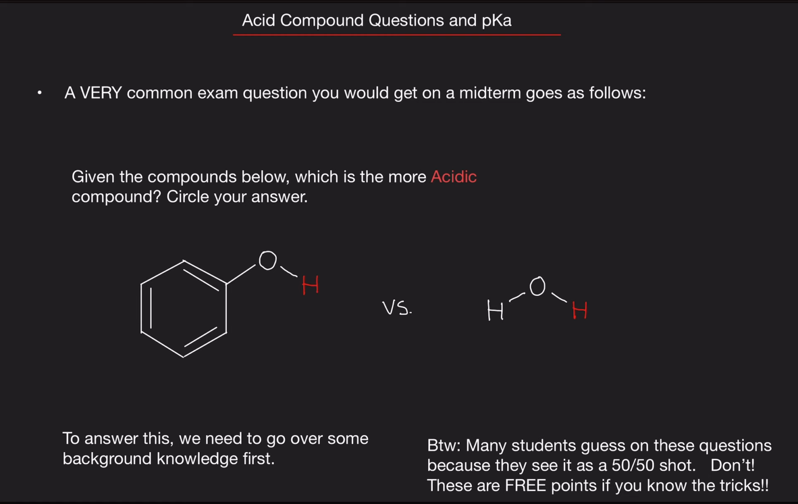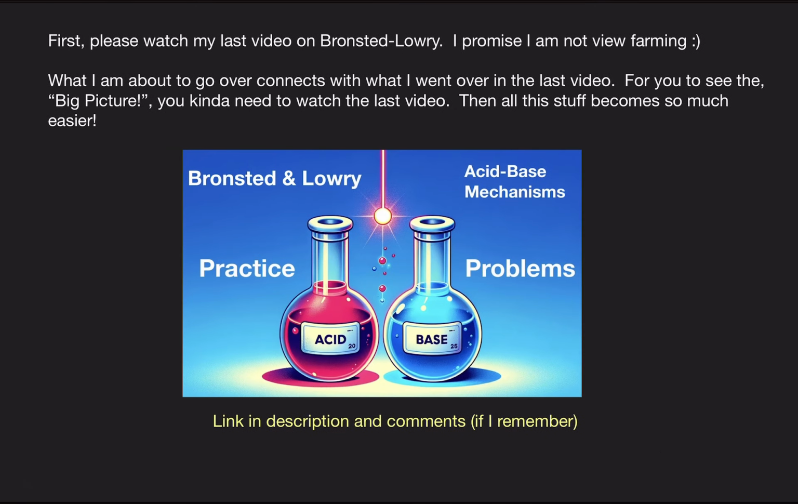So my goal here is to combat that. And I want to teach you how to properly answer these questions without guessing. So, first, please watch my last video on Bronsted-Lowry mechanism. I promise I'm not view farming or anything. The reason is because what I'm going to go over in this video has to do with the Bronsted-Lowry mechanism. Knowing the Bronsted-Lowry stuff will make this stuff much easier. So the link is in the description or in the comments if I remember.